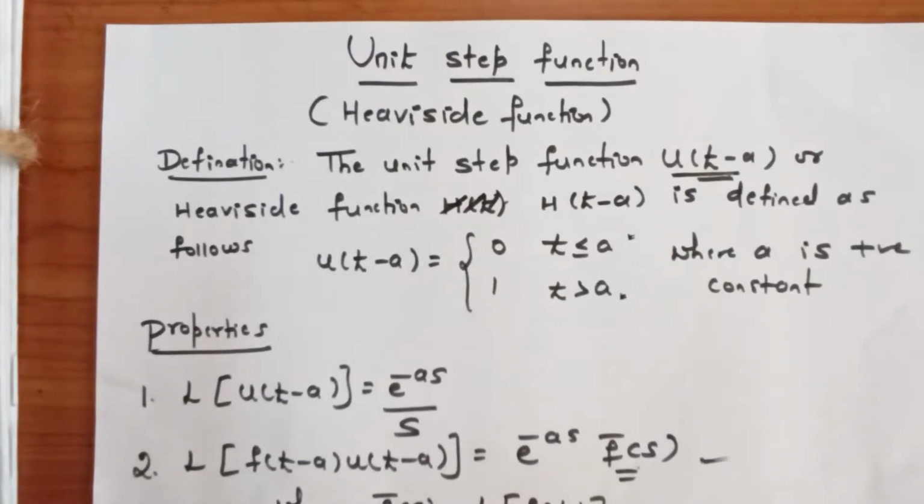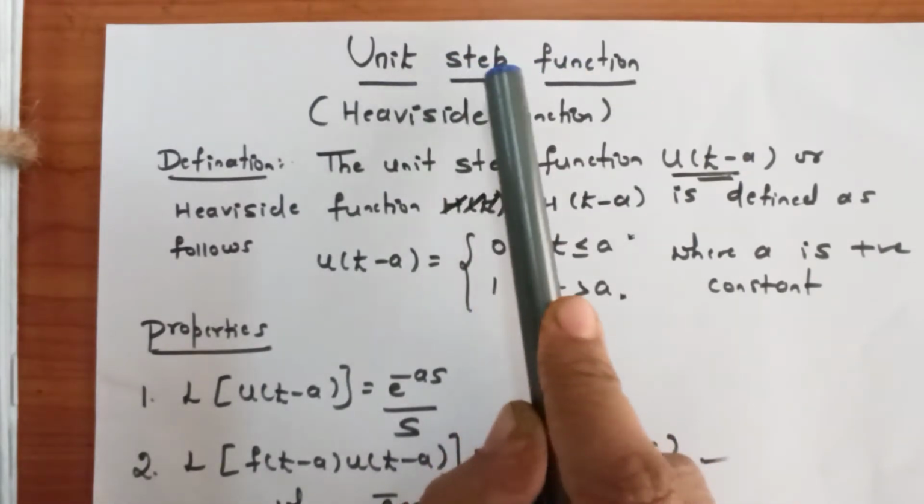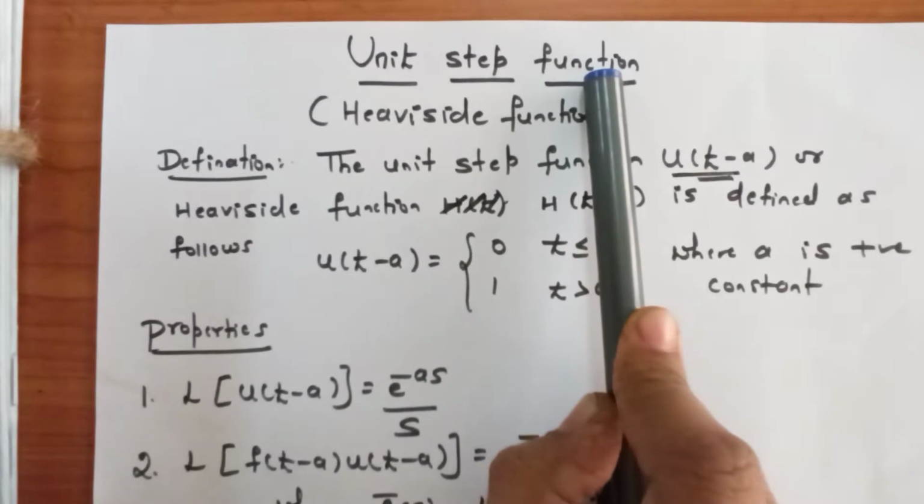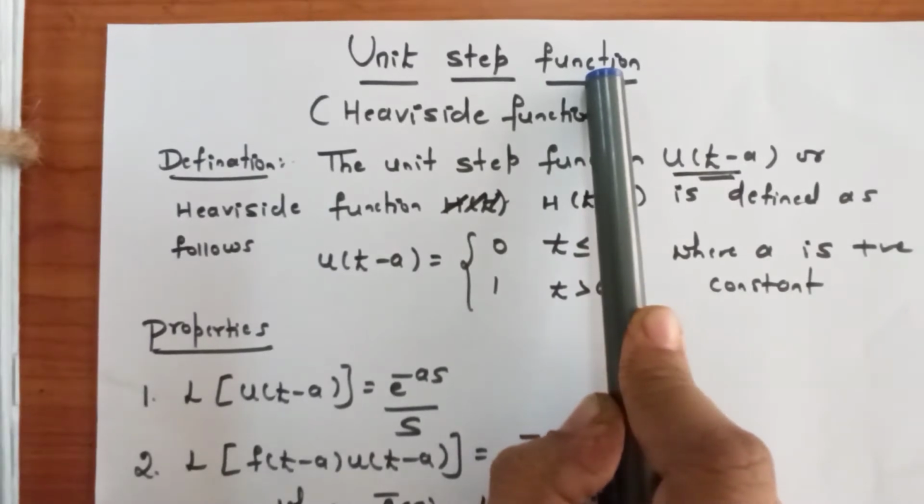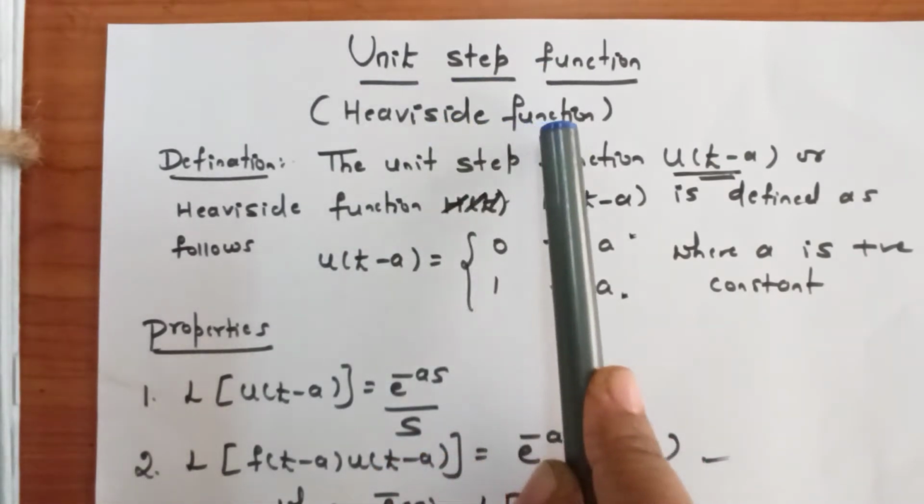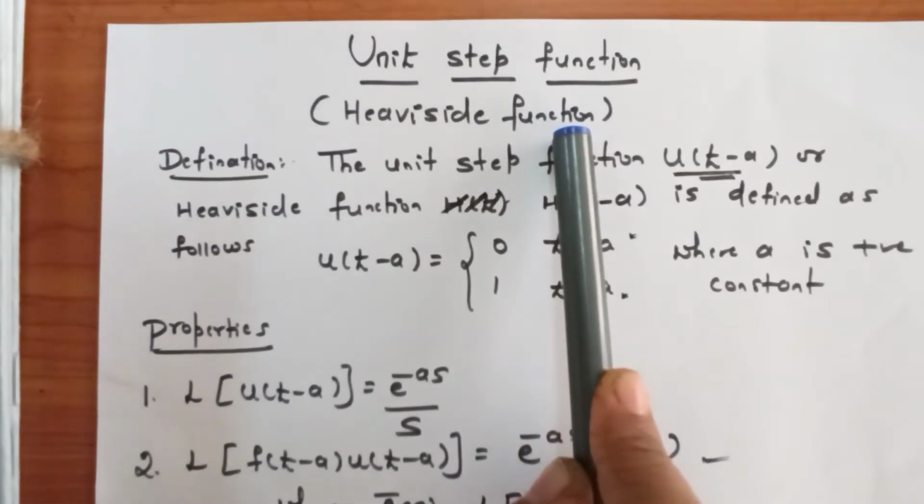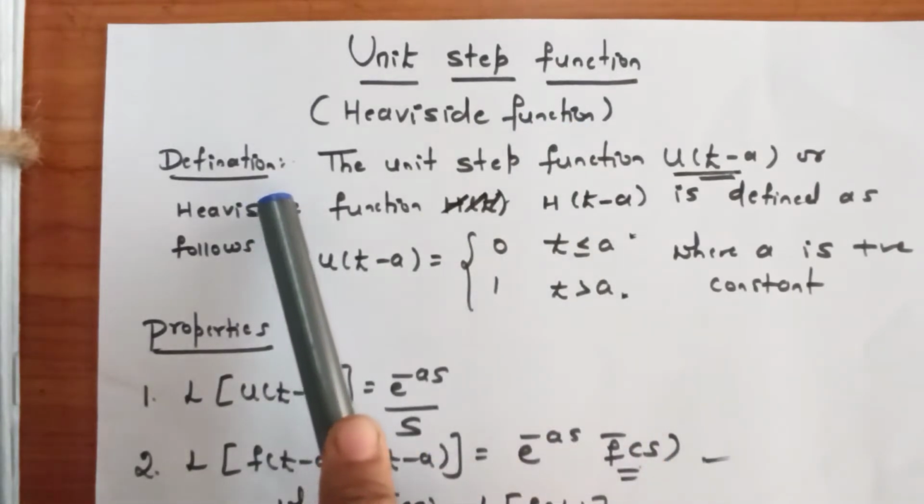Today in this video we are going to study the unit step function, the definition of the unit step function, and the very simple problems associated with it. The unit step function is also called the Heaviside function, which is named after Oliver Heaviside. So here we have a definition.